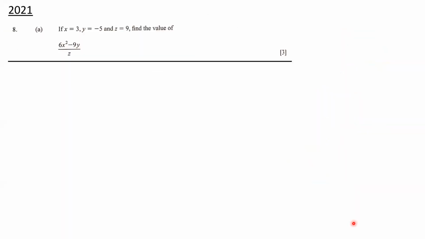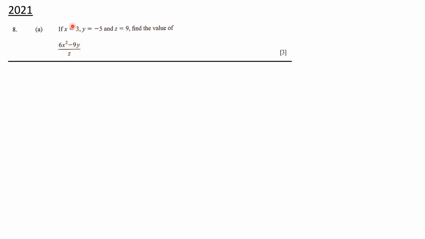Moving right along, we have this question. It says, if x is equal to 3, y equals -5, and z equals 9, find the value of 6x squared minus 9y all over z. And so this is a substitution problem.